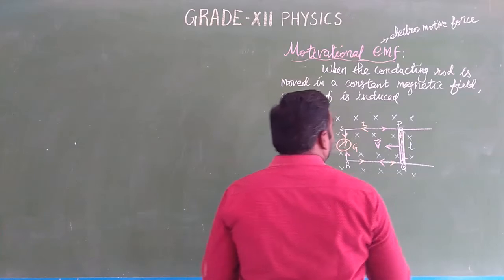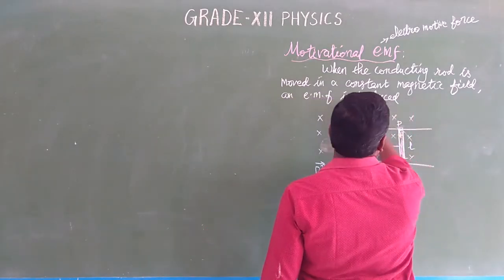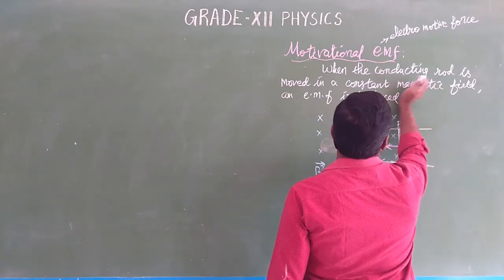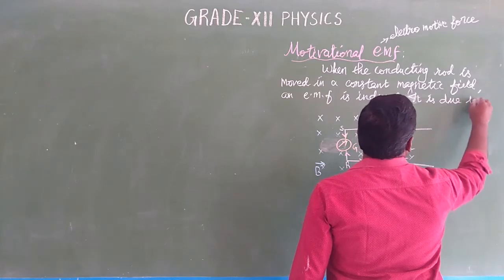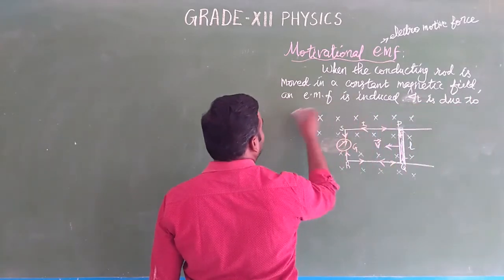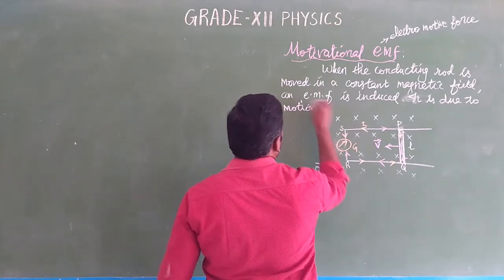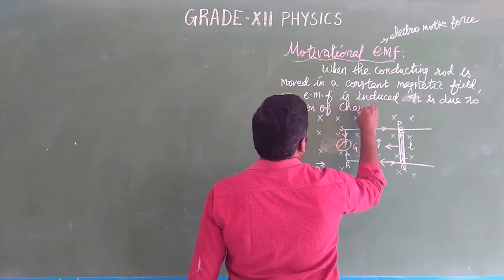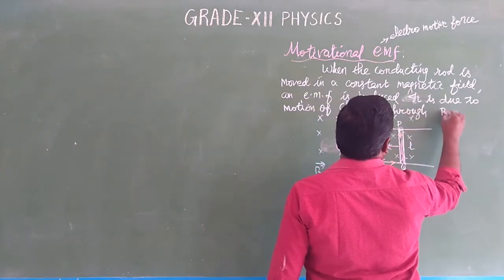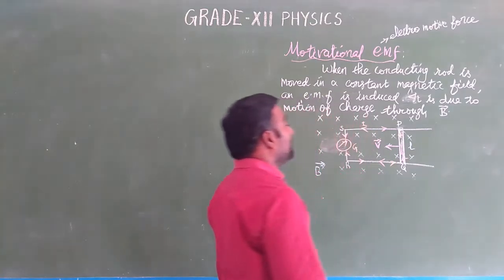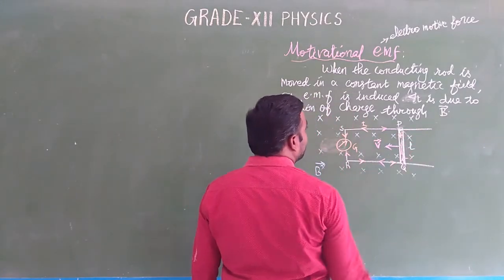The induced EMF is due to what? It is due to the motion of charges through a magnetic field B. Okay. So if a charge Q moves with the velocity V in a magnetic field, then work done in moving the charge.